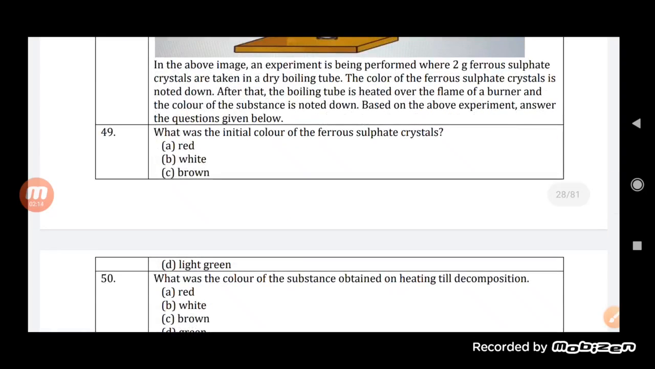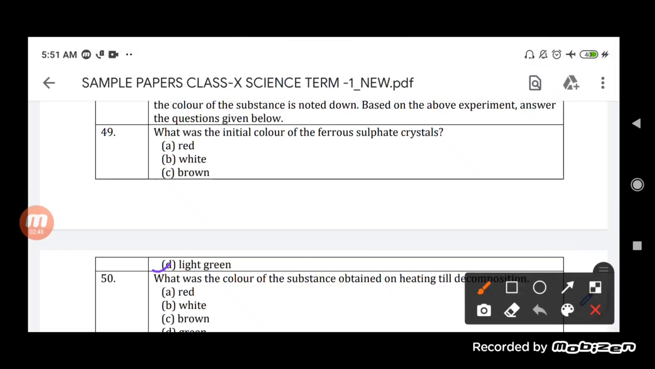Now see here, the first question is: what was the initial color of the ferrous sulfate crystal? The ferrous sulfate crystal is light green in color. So the initial color of the ferrous sulfate crystal is light green. The options are red, white, brown, light green, so the correct option is light green in color.